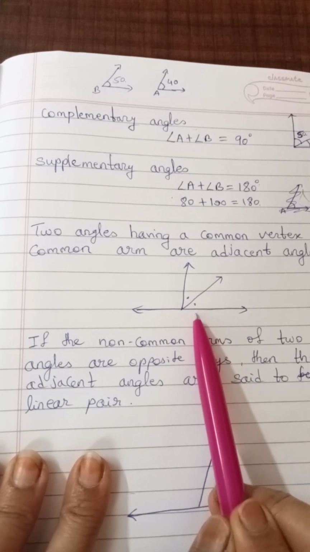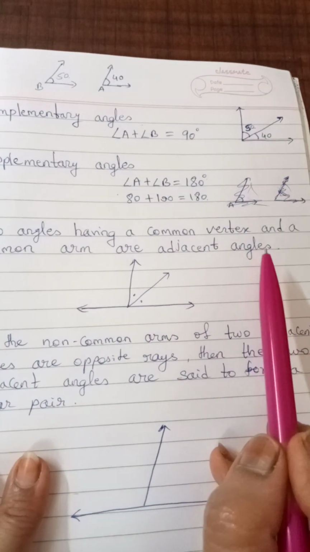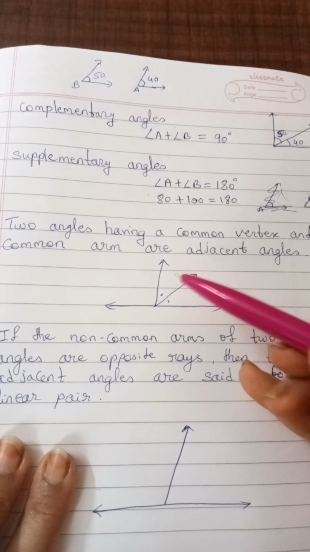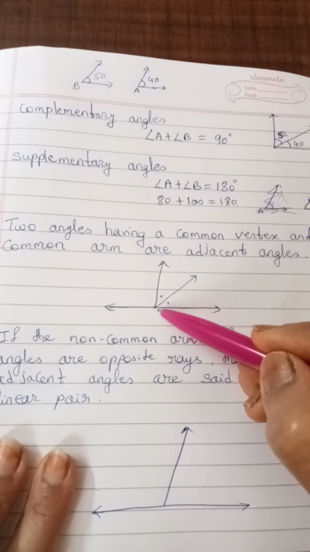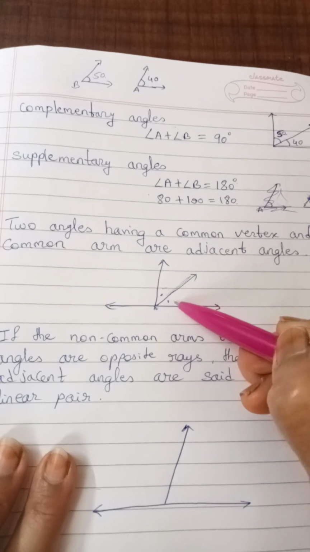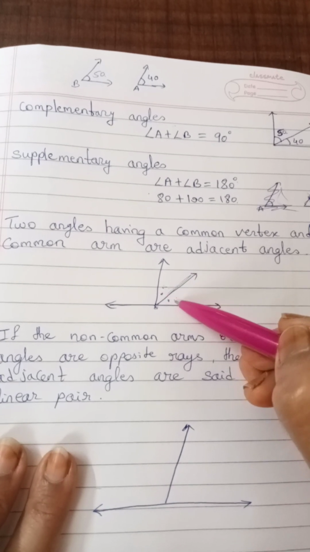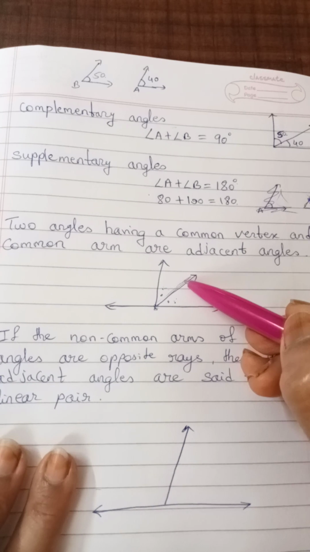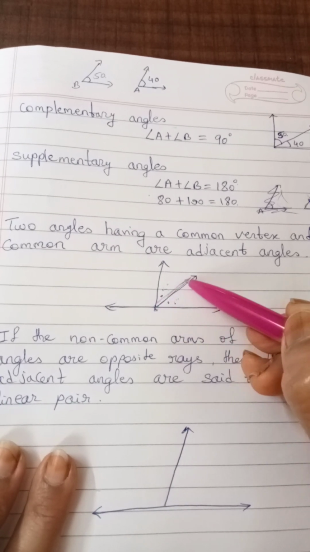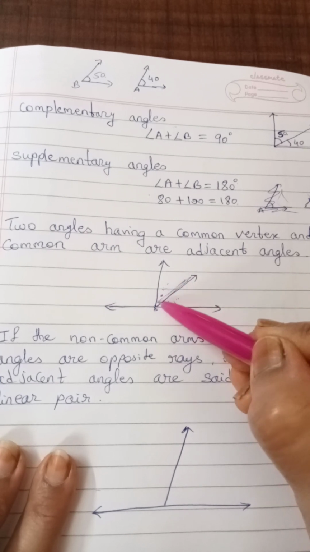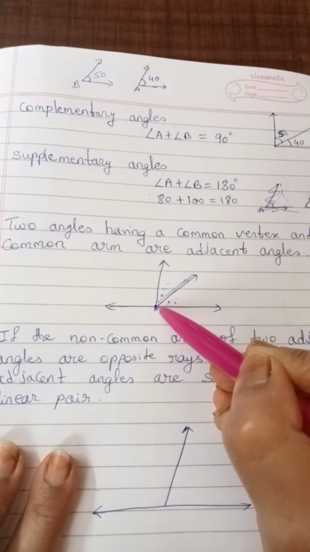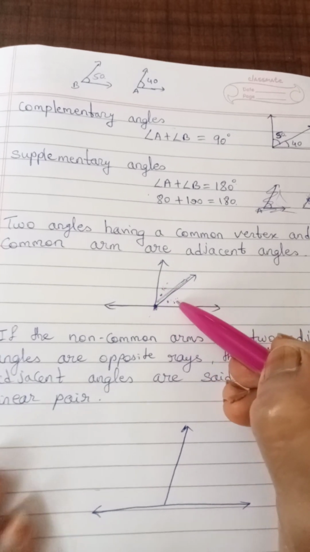Now what do you mean by adjacent angles? Two angles having a common vertex and a common arm. What do you mean by common vertex and common arm? This is the example. This is a common vertex and this is the common arm for these two angles. So these two angles are called adjacent angles. Adjacent means neighbors. They are neighbors having a common wall in between. So this is the common arm. This part is called the arm and this part is called the common vertex. So these two angles are known as adjacent angles.